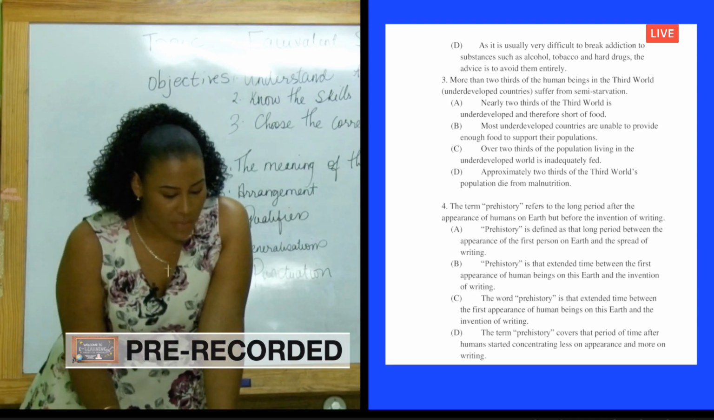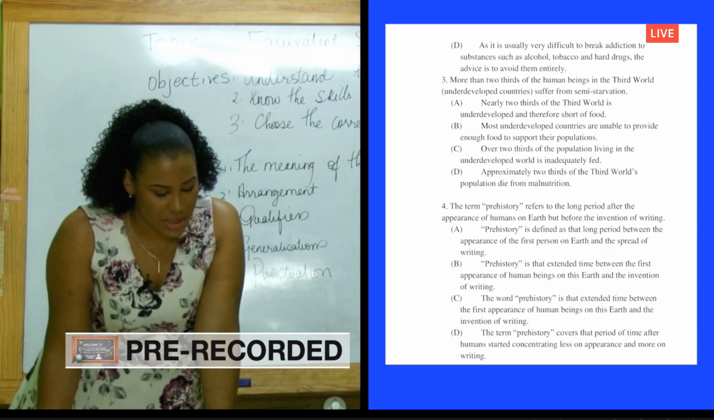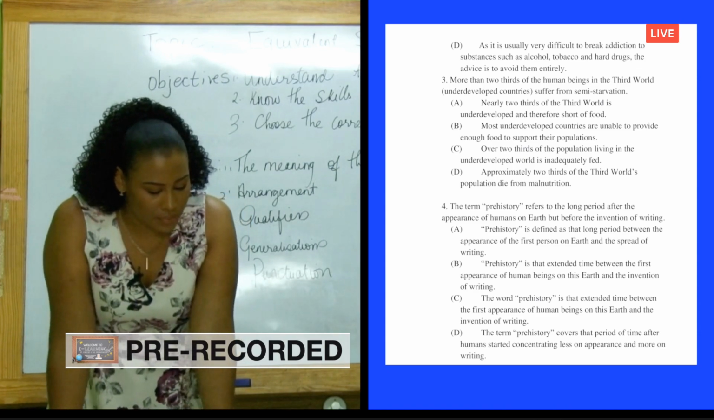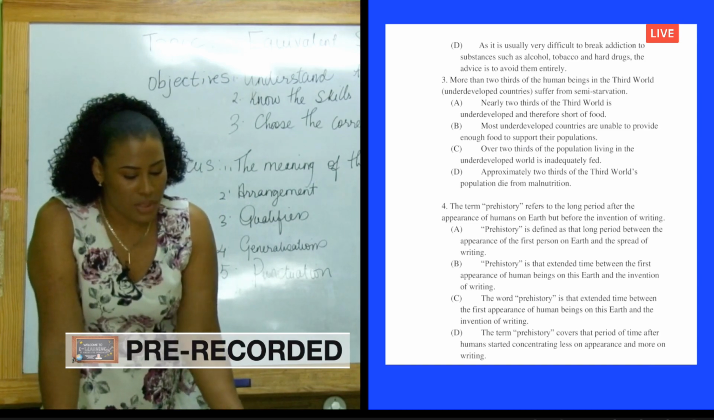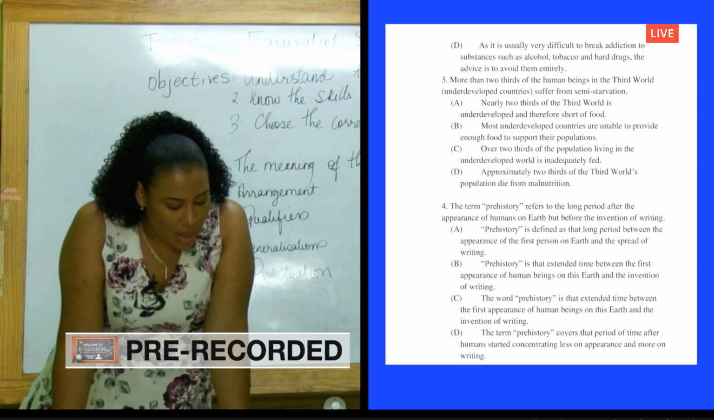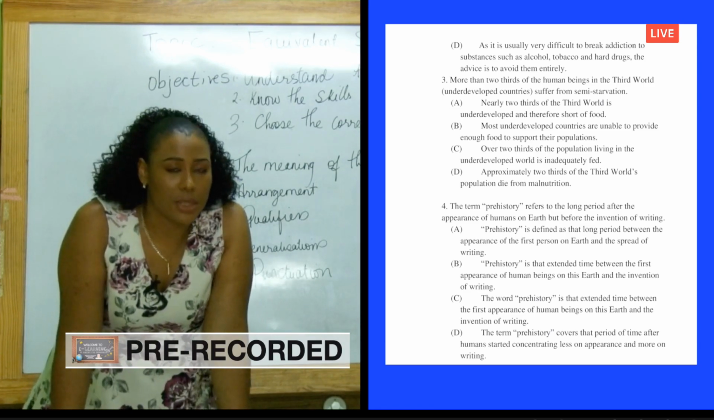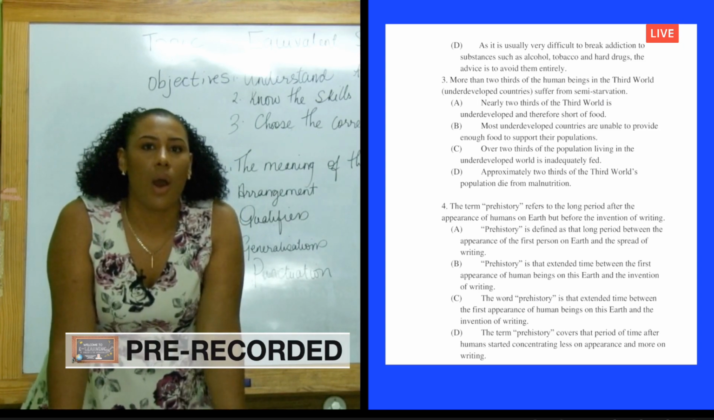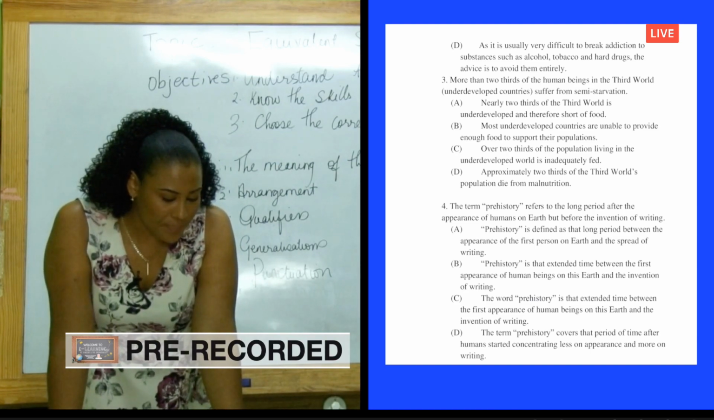Let's look at number 3. More than 2/3 of the human beings in the world, in the third world, which is underdeveloped countries, suffer from semi-starvation. Please reread, and I'll give you some time to decipher what is being said. Let's look at the options. We read each option individually, and then we'll follow through as a group, and we will see how well you're getting a hang of this.